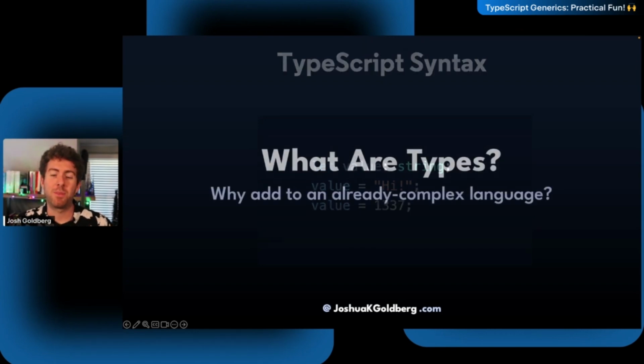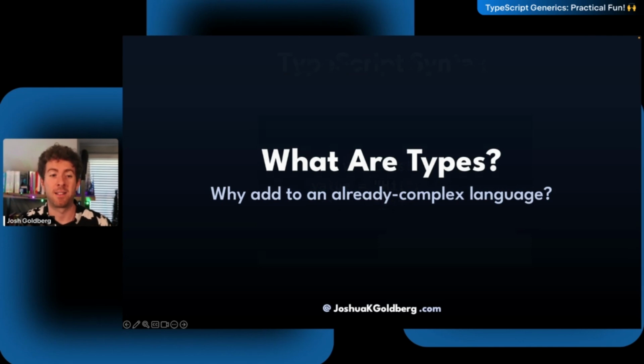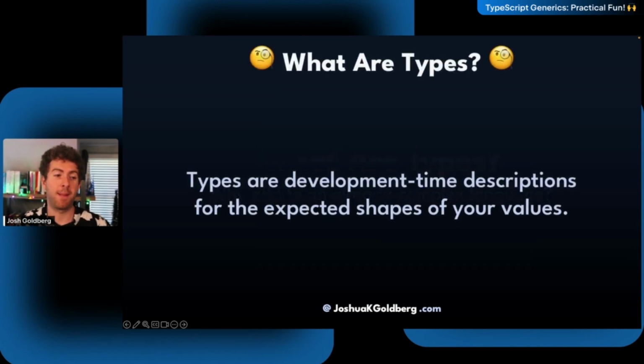So JavaScript is already somewhat complex. It's got a lot of stuff in it. Why are we adding these things? What's the benefit of adding in this new syntax for types? Well, types are a development time description for the expected shapes of your values. That's what it is, and over the course of this presentation, we'll see quite a few reasons for why we like that, things that they can help us do, or bugs that they can catch.